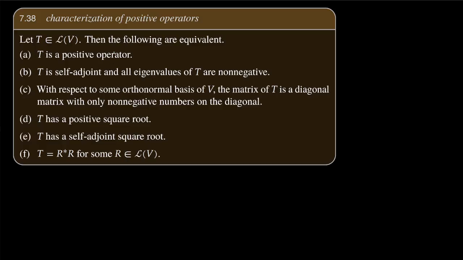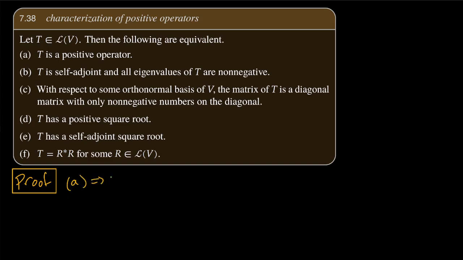Okay, so positive operators. Let's prove a few facts about them, and let's get into talking a little bit more about square roots. So, first one first. We're going to go through and do this huge, long laundry list of equivalences. The first one, as you might imagine, is that T is a positive operator. Then we're going to show that that is equivalent to a whole lot of other things. Our proof strategy will just go in a big old circle. We'll show that A implies B, and B implies C, and C implies D, and D implies E, and E implies F, and F in turn implies A. So let's start it out with A implies B.